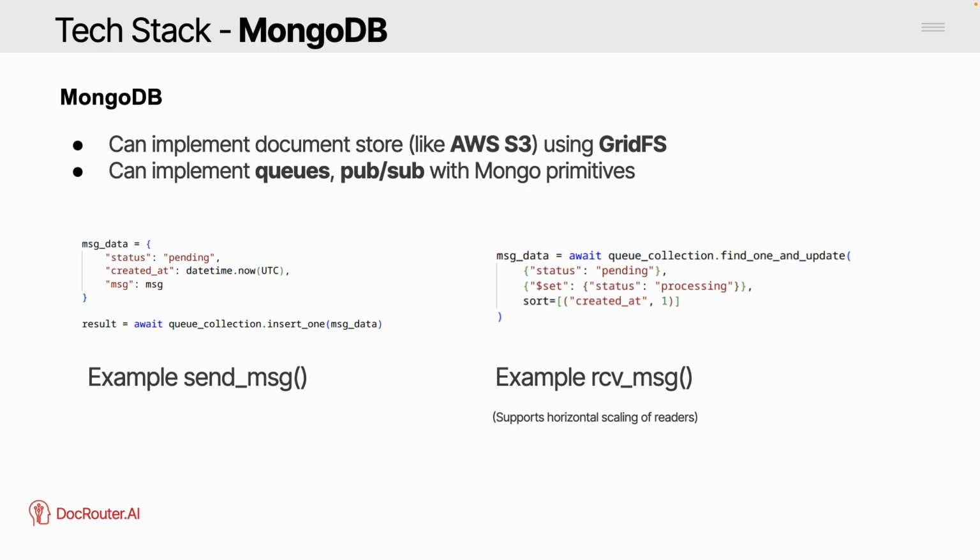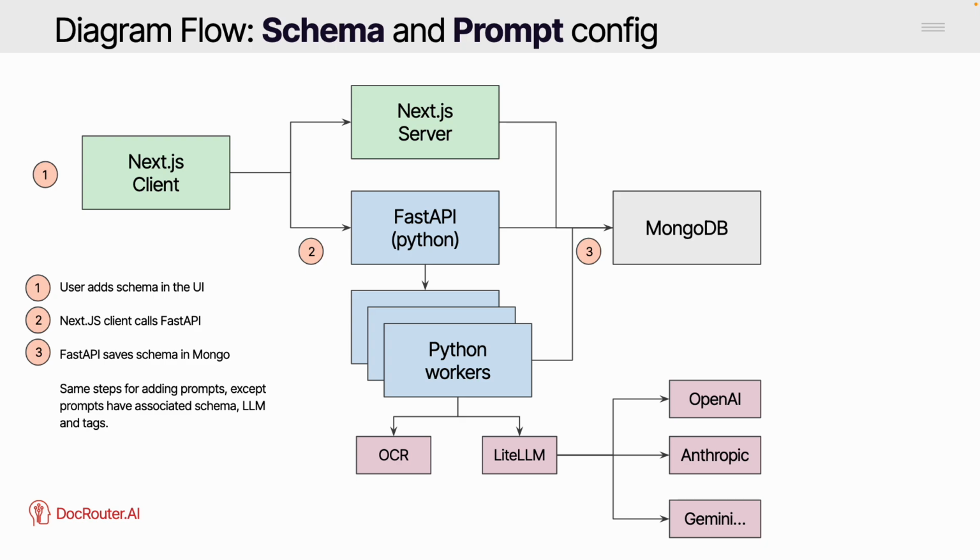Let's do a quick example on how to send messages and receive messages just by posting something in a collection in Mongo. It's a very interesting topic, but there's just not enough time to go into detail. The slides are going to be posted, and there's going to be a longer reference at the end. So, schema and prompt config, really quick.